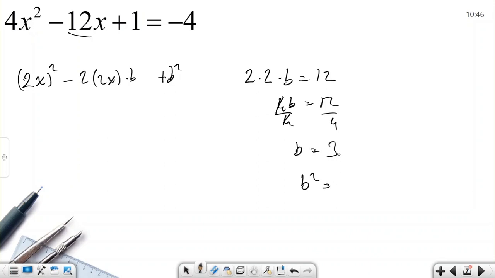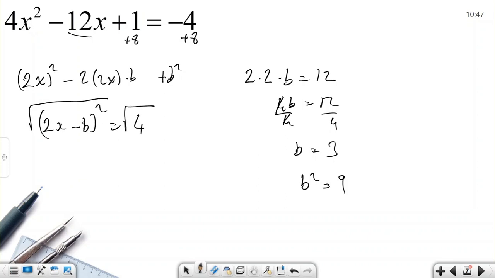I need a b squared, that's 3 squared, which is 9. So I already have 2 times 2 times 3 is 12, but I don't have the 9 here. To make it 9, I need to add 8 to both sides. Now that's the form (2x minus b) squared, equal to minus 4 plus 8, which is 4.